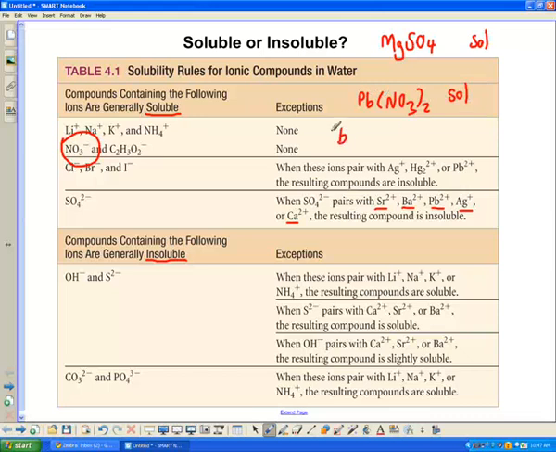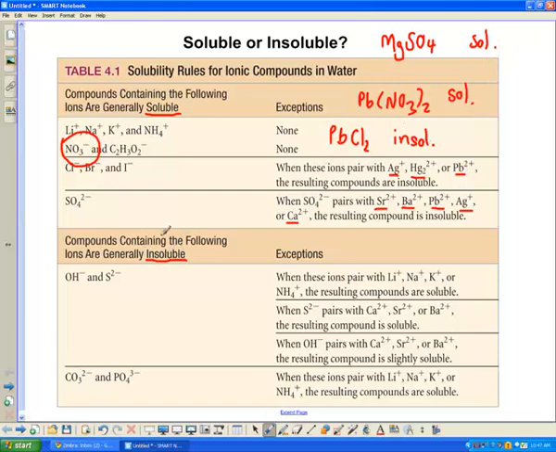Now if we try something else of lead, and we try, say, lead chloride. Chloride, there's chloride. Well, it looks like chlorides are generally soluble with the exception of silver. Well, that's okay. Mercury, that's okay. Lead. So that means our lead 2+, which is what we have here, is insoluble. So I'm hoping you guys can see just how we use the table here.